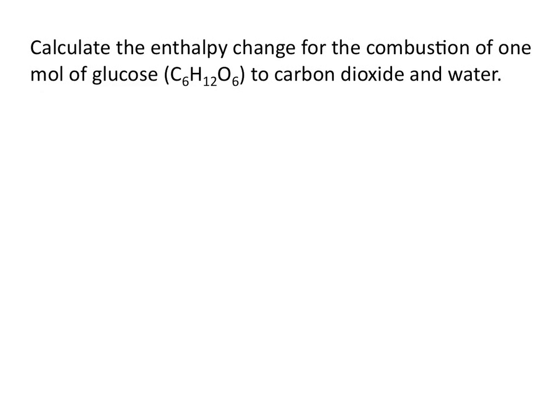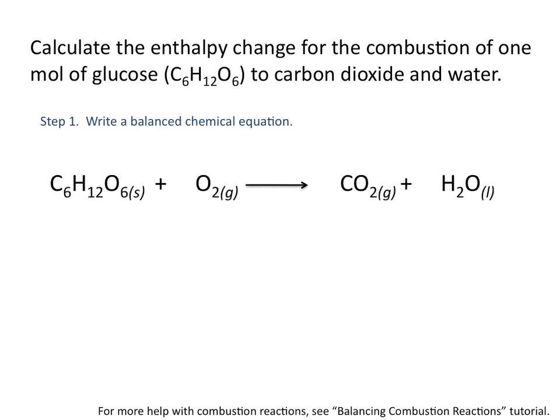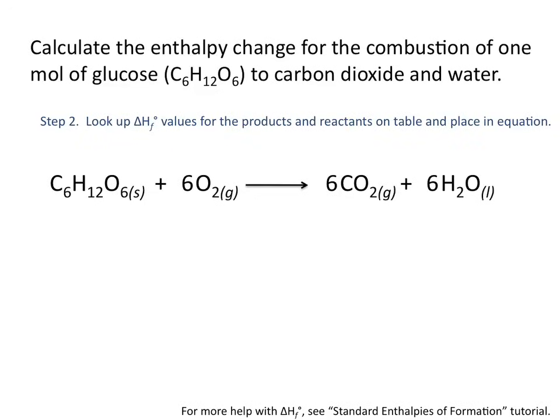Calculate the enthalpy change for the combustion of 1 mole of glucose to carbon dioxide and water. The first step when doing one of these problems is to write a balanced chemical equation. We know that for a combustion reaction, our compound is reacting with oxygen in the air and producing carbon dioxide and water. We then need to balance our chemical equation. The next step is to look up our enthalpy of formation values for the products and reactants on the table and place them in our equation.